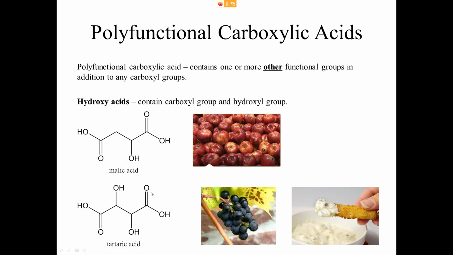This is kind of for your entertainment, of what they're found in. Right? So this one has one extra OH group, and it gives the flavor of tartar sauce and the tartness of our dark grapes. Right? And this is the major component in our red wines. They give it its pH balance, right? The tartaric acid.